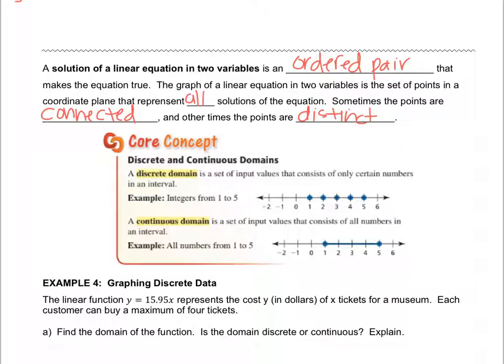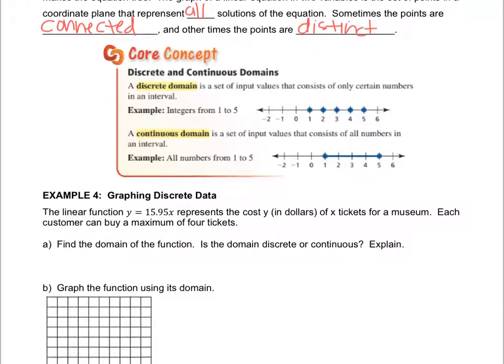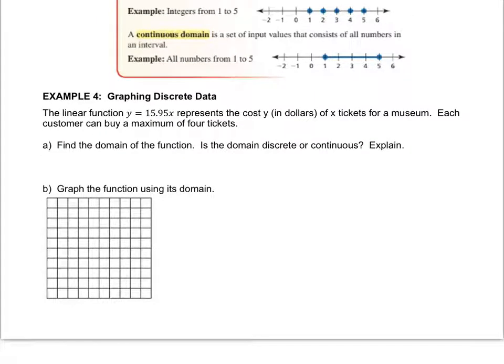So let's talk about some discrete information. A linear function, y equals 15.95x, represents the cost in dollars of x tickets for a museum. Each customer can buy a maximum of 4 tickets. So let's find the domain of the function. If you can buy a maximum of 4 tickets, that means you can obviously buy 0 tickets, right? You don't have to buy any tickets, all the way through 4. But you can't buy like 2.7 tickets. So the domain is only the numbers 0, 1, 2, 3, or 4.